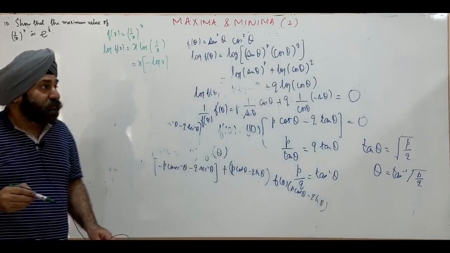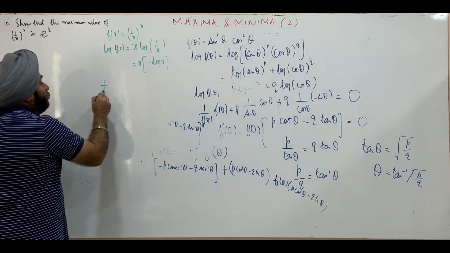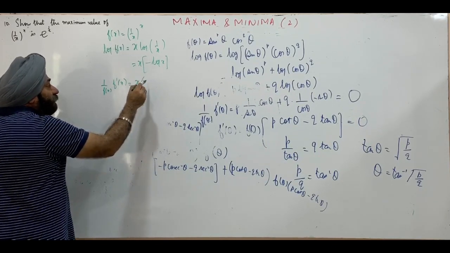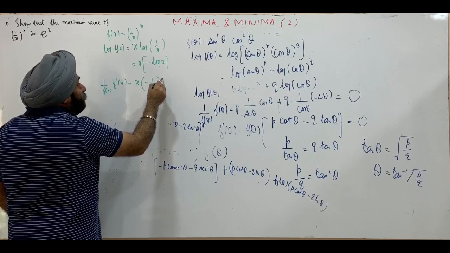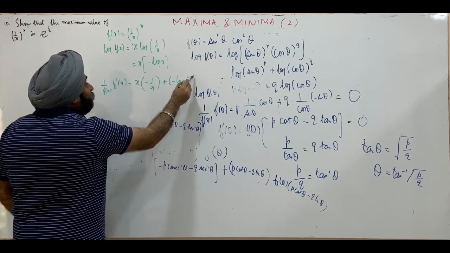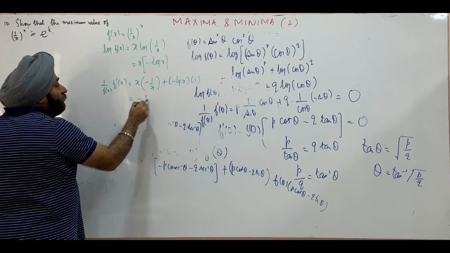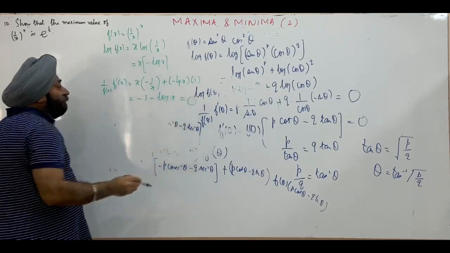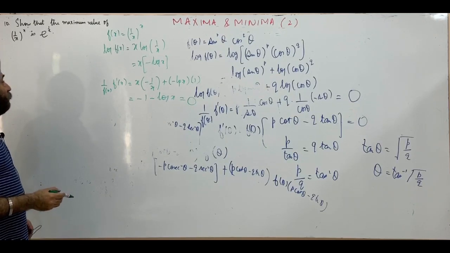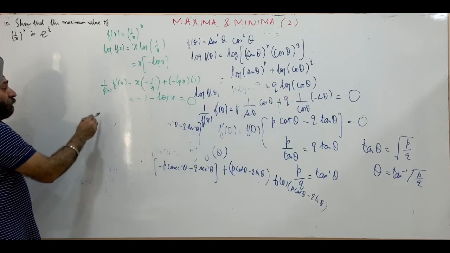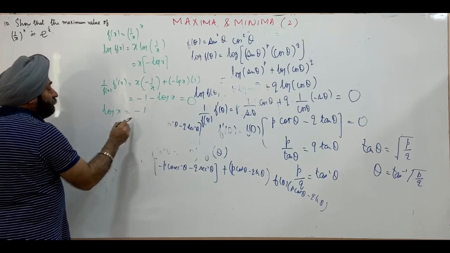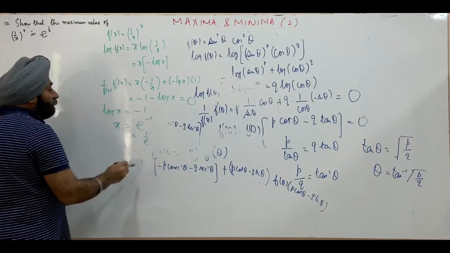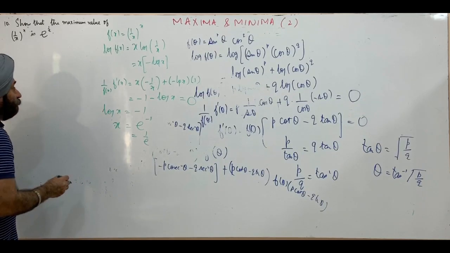Now we differentiate: 1 by f x into f dash of x. This is first function, derivative of this, plus second function into derivative of x, which is 1, minus 1 minus log of x, and this is 0. This is for local maxima or local minima. This gives us log of x equal to minus 1, or x as e raised per minus 1, or x is 1 by e. This is a critical point.